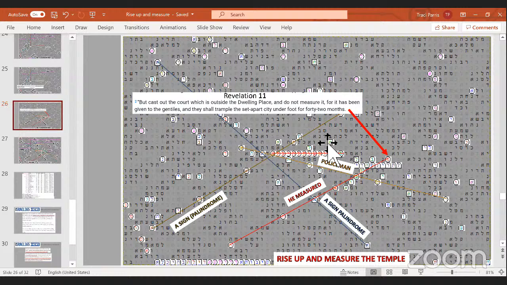And then here's another, this palindrome is in here 5 times, but I think I only labeled 4 of the times because it was just too much. But it's a sign. A sign is all over this place, the palindrome for a sign. And this is policemen. I put that because there were policemen out there with those guys. And he measured. And it says, but cast out the court which is outside the dwelling place and do not measure it, for it has been given to the Gentiles, and they shall trample the set apart city underfoot for 42 months.